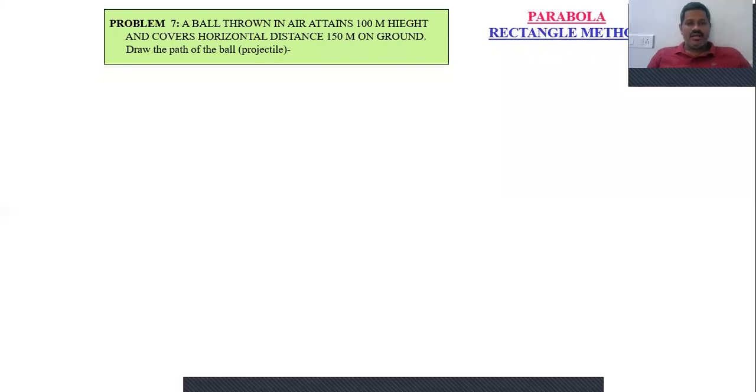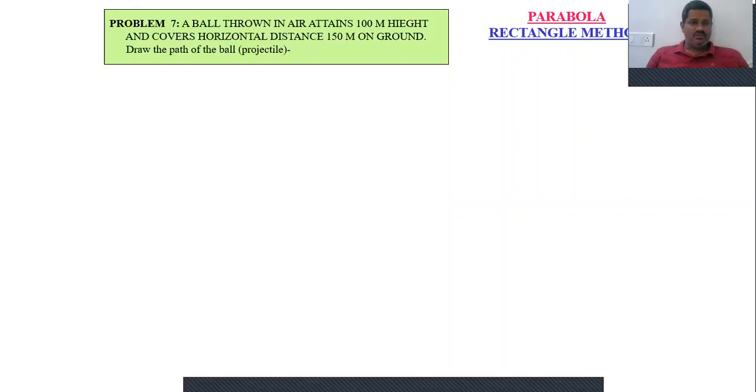A ball thrown in air attains 100 meters height and covers a horizontal distance of 150 meters on the ground. So draw the path of the ball or the projectile. In turn, we can also call this method the tangent method. We will see why we call it the tangent method; I'll tell you after constructing the parabola in this method.